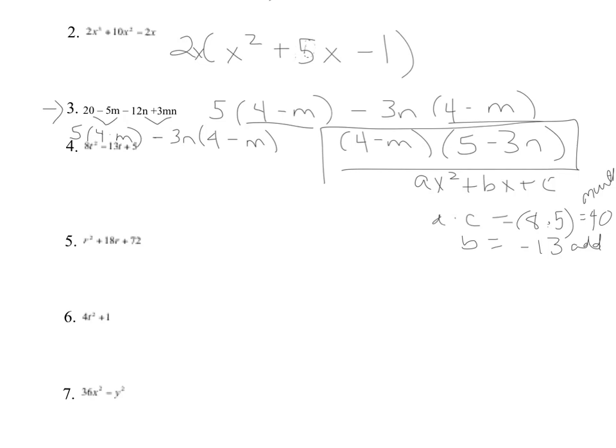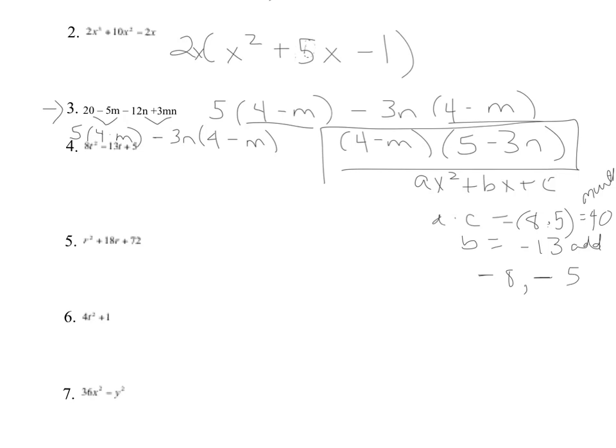Since they're going to add up to be a negative, is it possible for a positive plus a positive to give me a negative? No, it has to be a negative plus a negative, right? So that tells me I need 2 negative numbers, and the right pair of numbers that would add up to give me a negative 13 and multiply to give me 40 is what? That's it, negative 8 and negative 5.